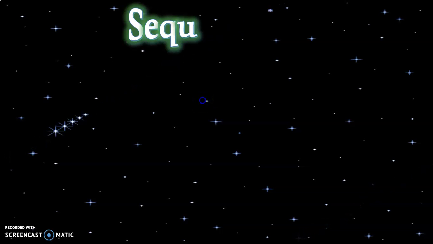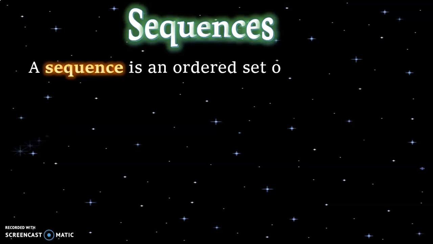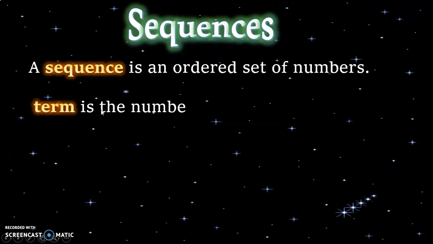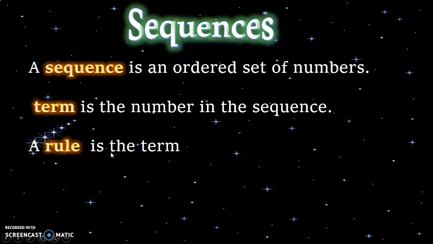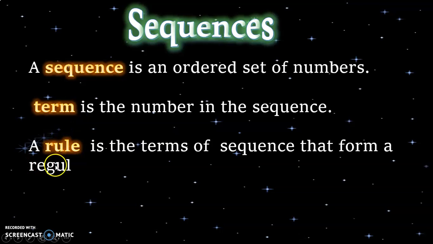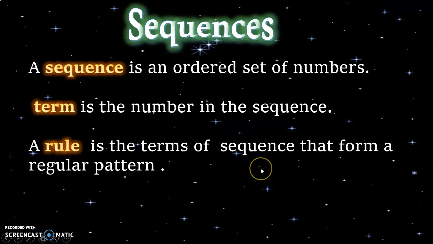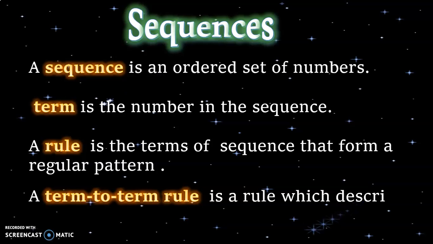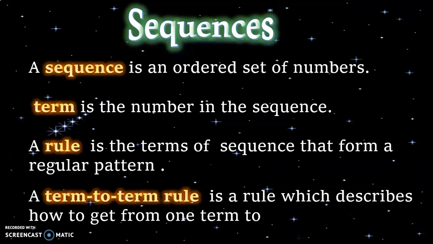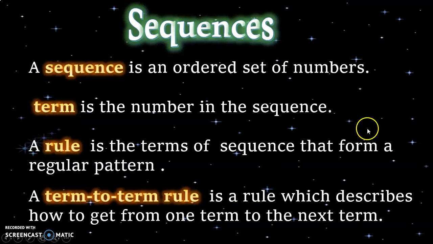First, let us know the words inside sequences. What is a sequence? A sequence is an ordered set of numbers. Next word is term. A term is a number in the sequence. What is a rule? A rule is how the terms of a sequence form a regular pattern. And lastly, a term-to-term rule is a rule which describes how to get from one term to the next term.